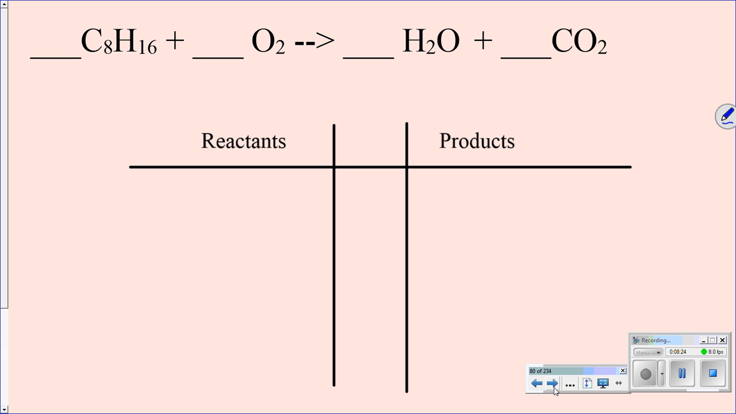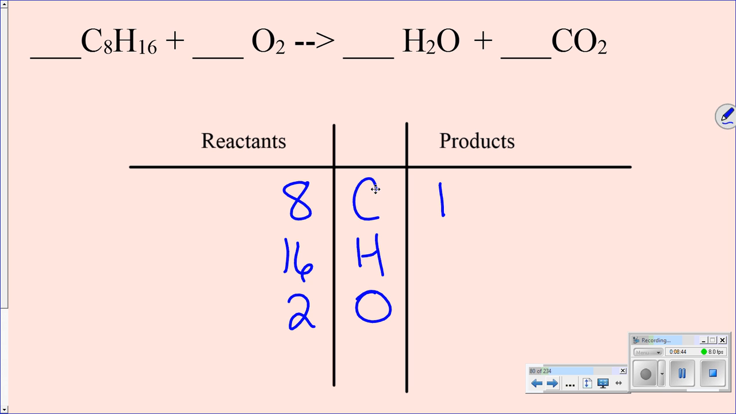Last one I want to go through with you is a combustion reaction. Combustion reactions can sometimes be a little bit trickier to balance, and there's a particular approach that can be very helpful with these. So we've got 8 carbons, 16 hydrogens, 2 oxygens. On the other side, we've got 1 carbon, 2 oxygens, and 2 hydrogens.